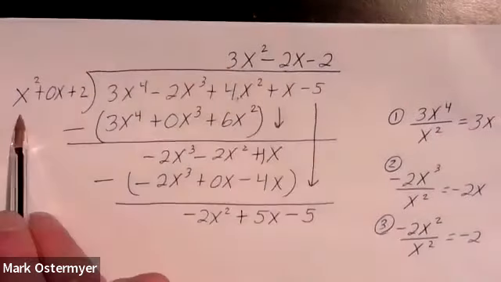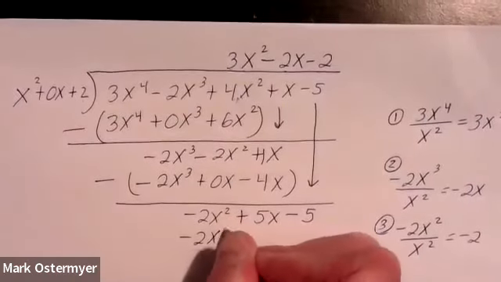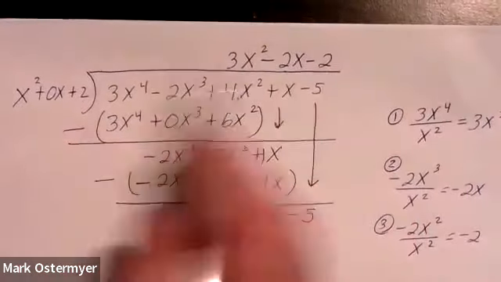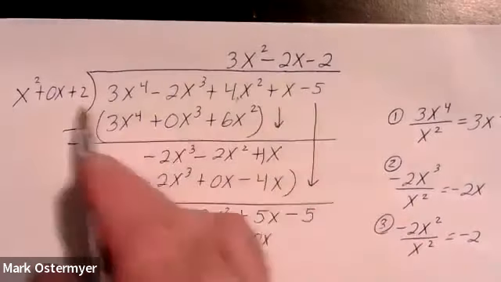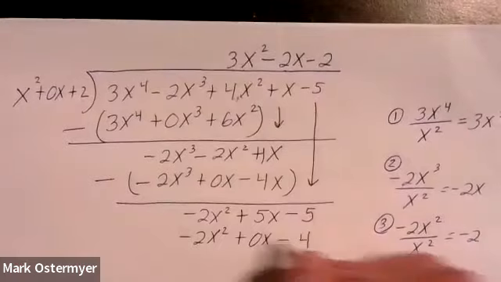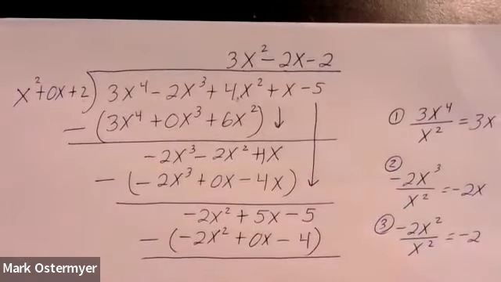Take negative 2, multiply it by your divisor. Negative 2 times x squared is minus 2x squared. Negative 2 times 0x is 0x. And negative 2 times 2 is minus 4. Subtract off the whole polynomial.